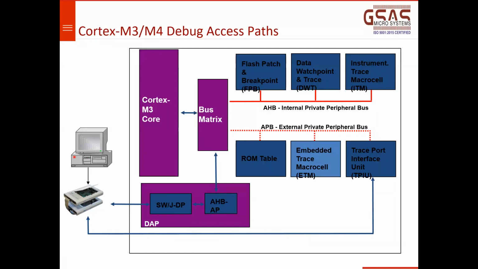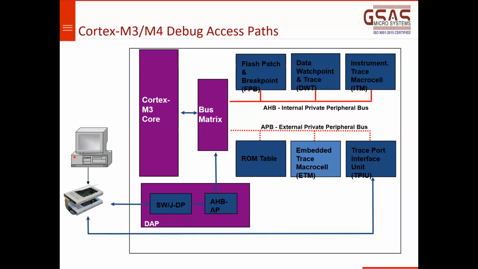Though this AMBA bus has a lot of revisions, now it is AXI3, AXI5, whatever. But this AHB is the Advanced High Performance Bus. It's part of this AMBA bus only again. APB is the Advanced Peripheral Bus. So the AHB bus and APB bus are both different. Only it is shown separately, but both are internal to the ARM processor core.